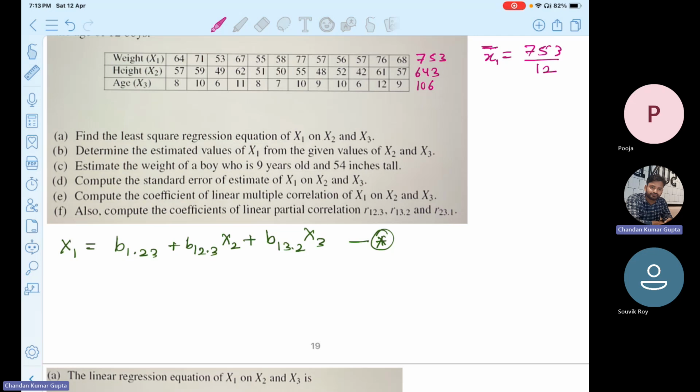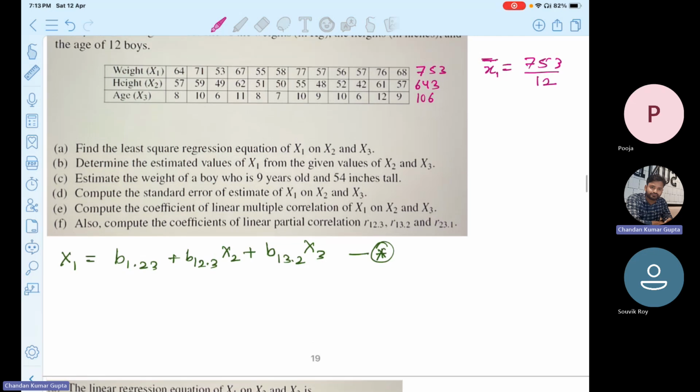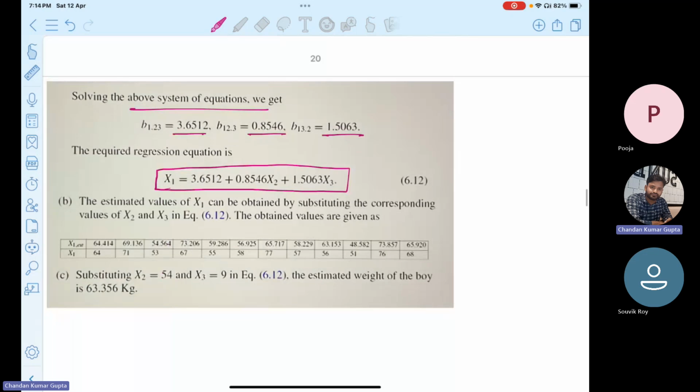Okay, here in this question we are given weight, height, and age. X1 is the weight. So in the second question, we need to estimate the value of x1. And how can we estimate? We can estimate with the help of the model we created in the first part. Here in the first part, we created equation 6.12. Okay, we have created x1 as this.